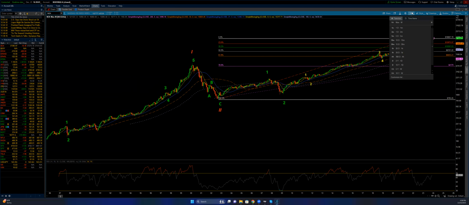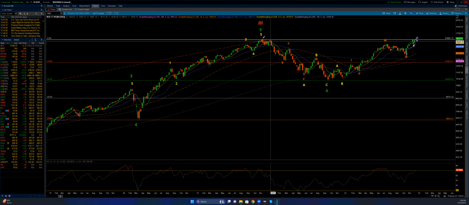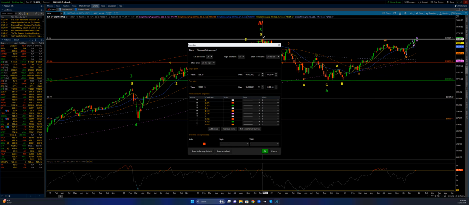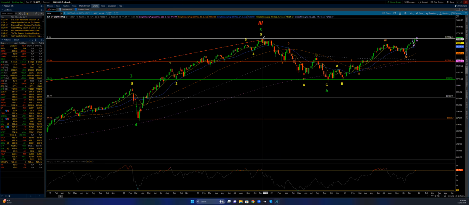Now, I'm going to bring it back down to that weekly chart. And so we're going to fix this high. And that high was actually 16,764.85. 16,007. Right up to that top.